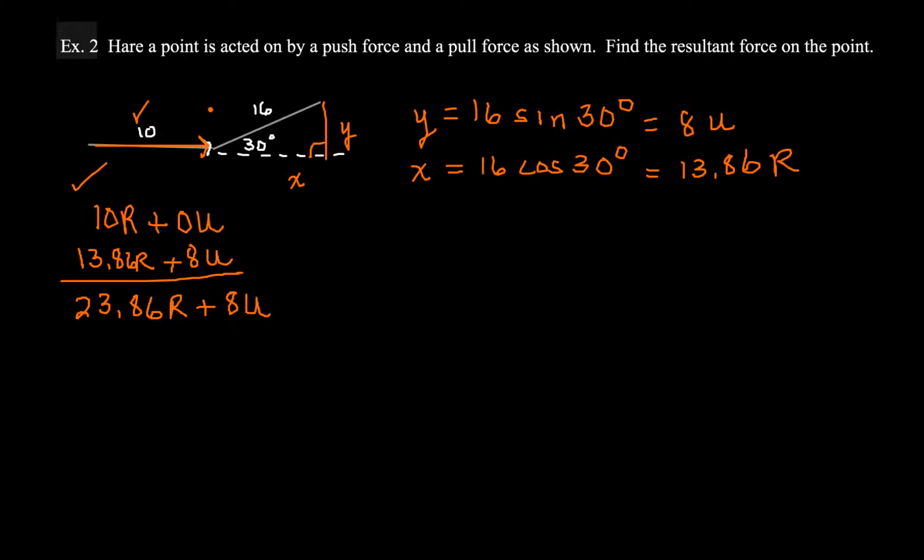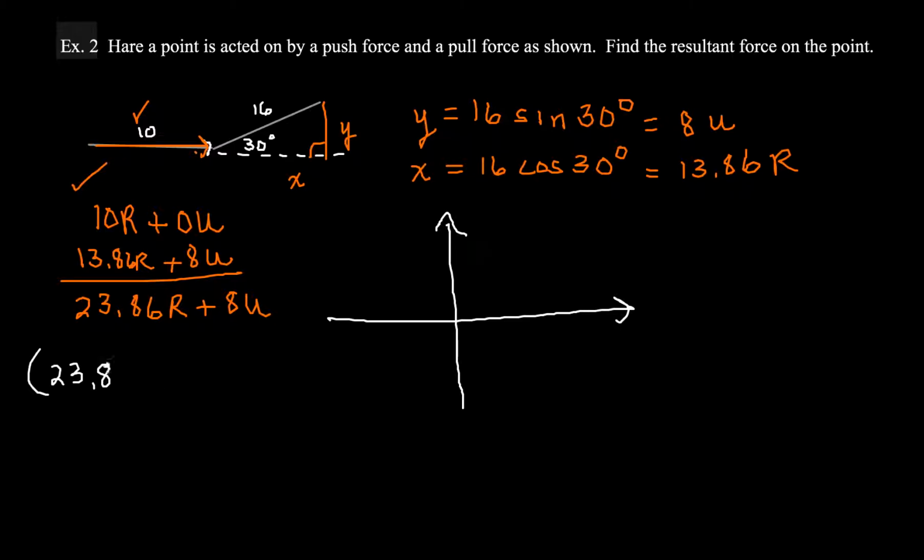Okay, so we have a point that's being pushed 10 and then pulled 16, and we're going to see what it would look like if there was just one force acting on it. So this is in rectangular, so we make a rectangular coordinate system and we plot the point. This is the same thing as if you were given 23.86, comma 8. The right is the x-coordinate, the up is the y-coordinate. So we would go over 23.86, and then go up 8 like that. So our point would be out there.